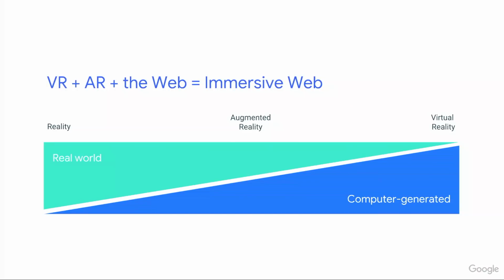So what do we mean when we say the immersive web? Well, it's a collection of new and upcoming tech that prepares the web for the full spectrum of immersive computing, which includes virtual reality and augmented reality. More generally, we think of the immersive web as anything that gives the web a sense of depth, volume, scale, or place.